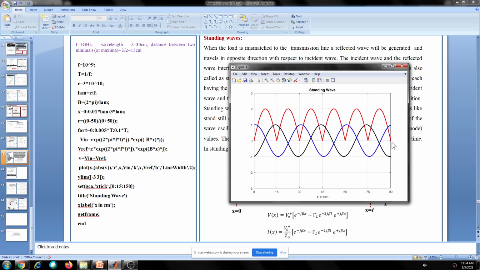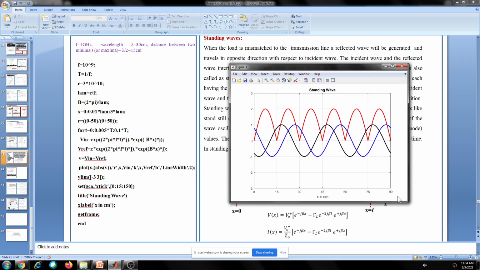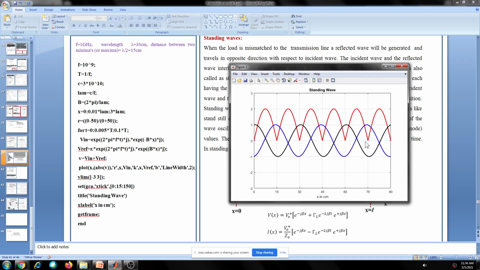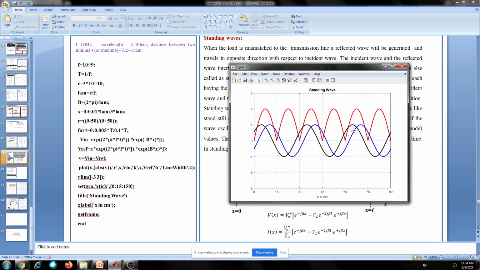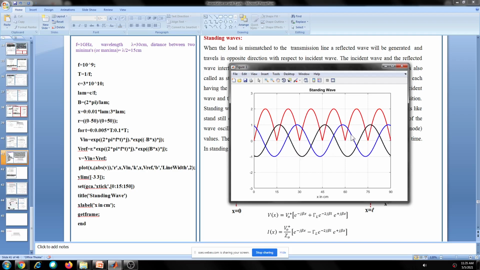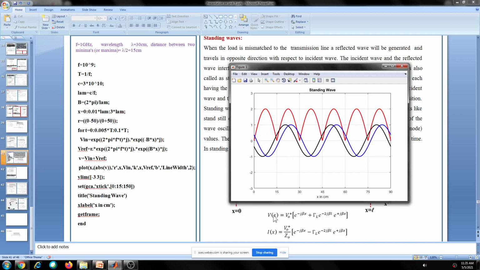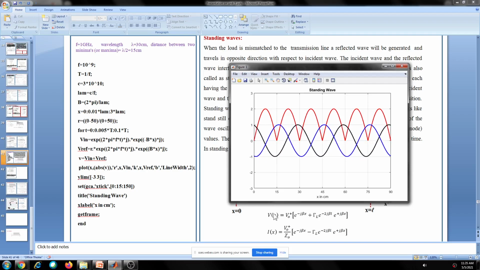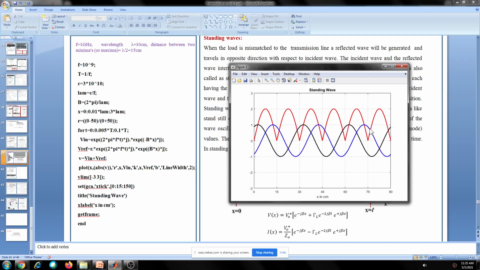As you start from the load point, the load is at 90 centimeters. I connected a short circuit. This is a short, so there is 100% reflection, the blue color one. Equal amplitude, both incident and reflected, because of the short circuit. The addition of these two, blue and black, gives us the red color. That is V of x. Instead of directly plotting this, I took the magnitude of this and plotted it. That magnitude looks like this. It looks like it stands still, not moving at all, with fixed positions of maxima and minima.